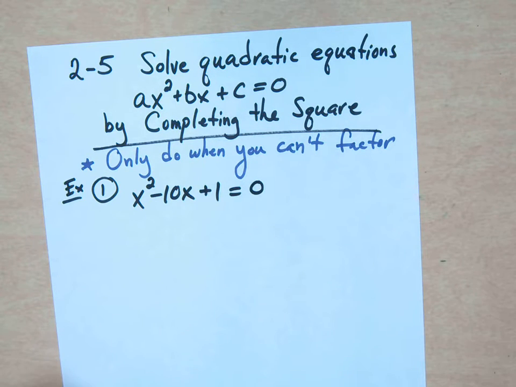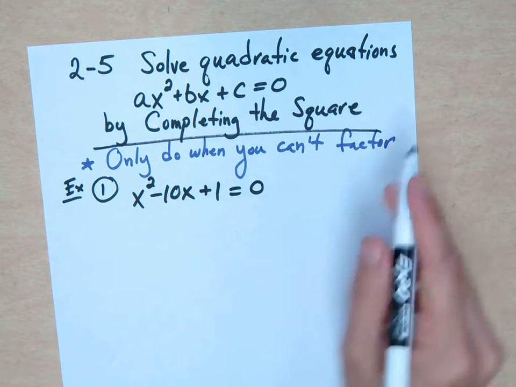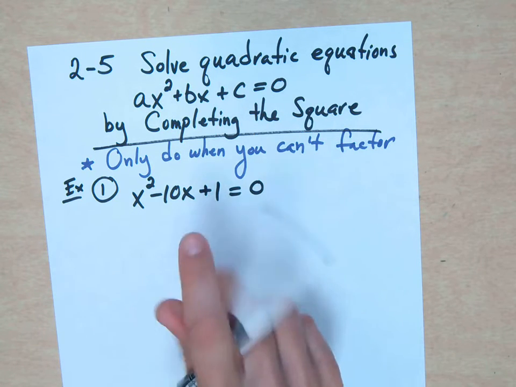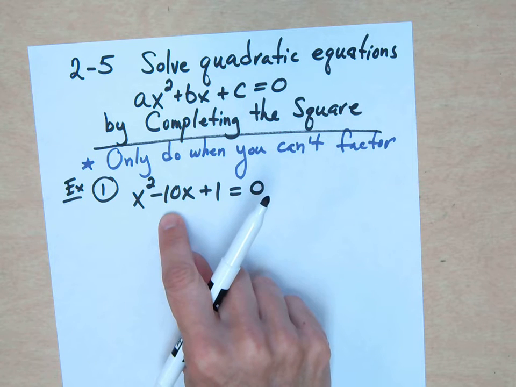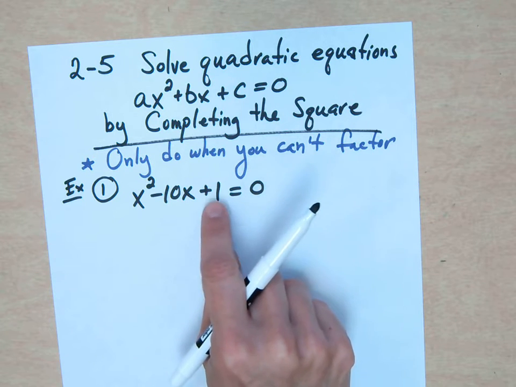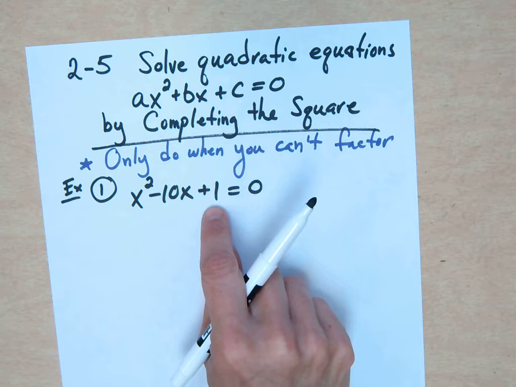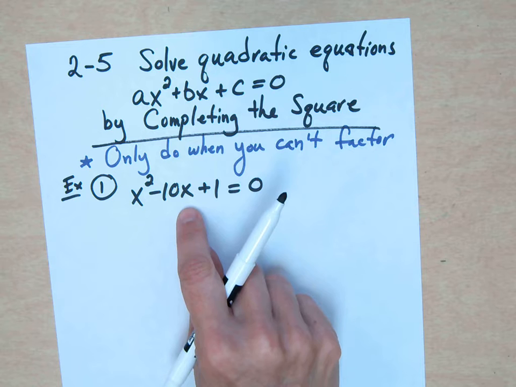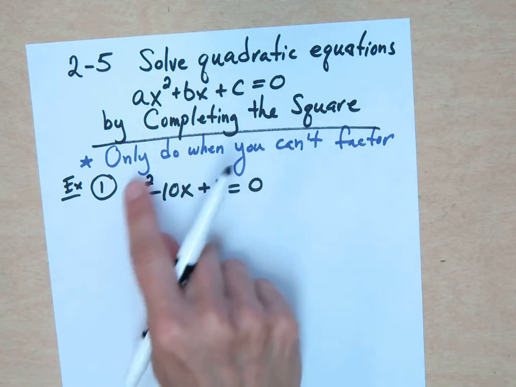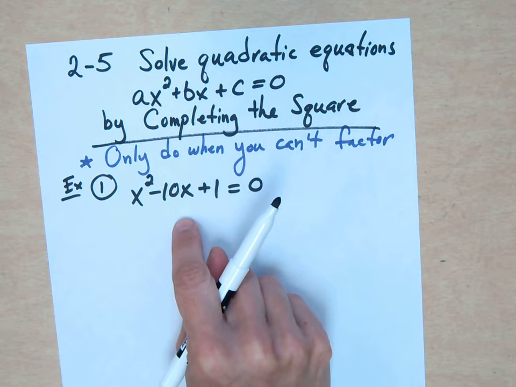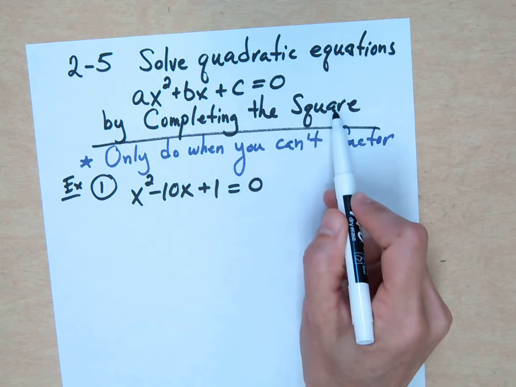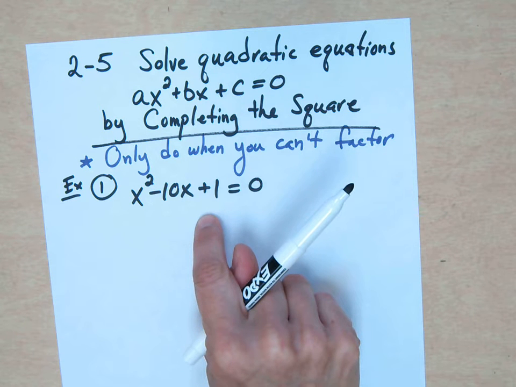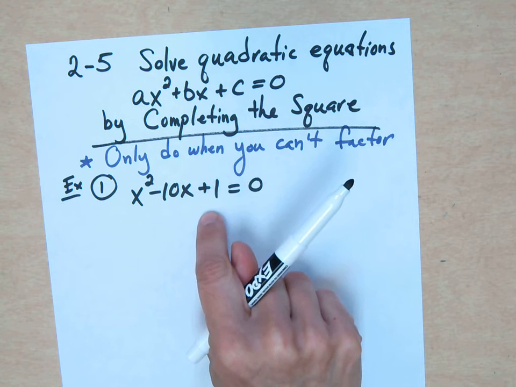If I try to do my diamond problem and write it factored, I ask what multiplies to 1 and adds to negative 10. You can tell right away there's nothing that works. So we're stuck. We don't have any technique to solve for x. And the only way to do this is to rewrite this as a perfect square. And that's why it's called completing the square. To rewrite this as a perfect square and then take the square root.